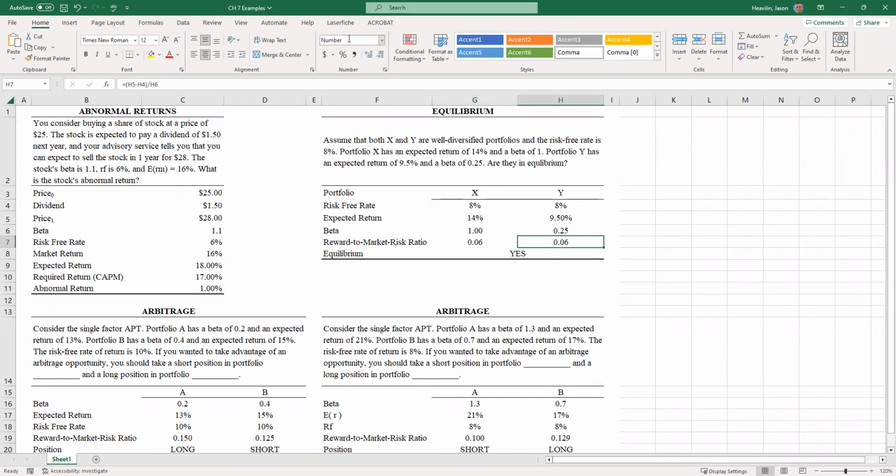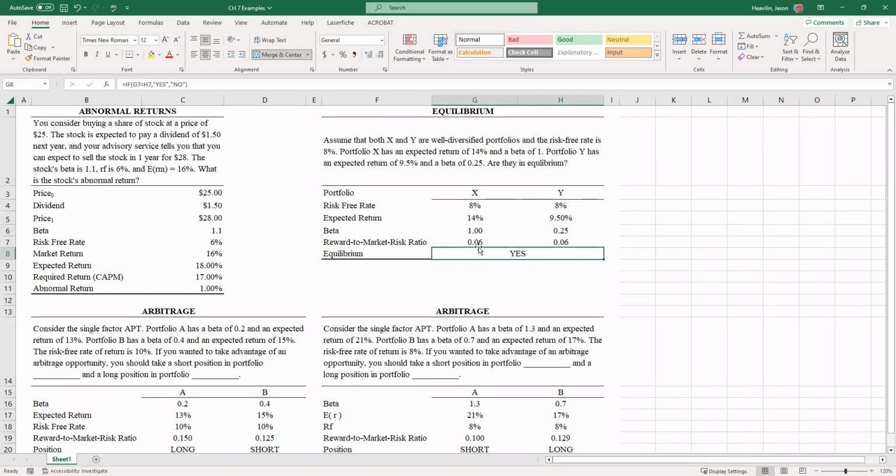Then you do the same over here. You take the expected return minus the risk-free rate divided by the beta. If they both have the same reward to market risk ratio, then yes, they are in equilibrium. They're both behaving as they should in comparison to the market.